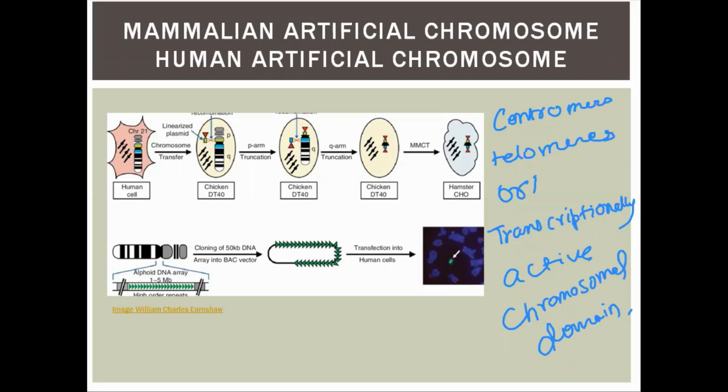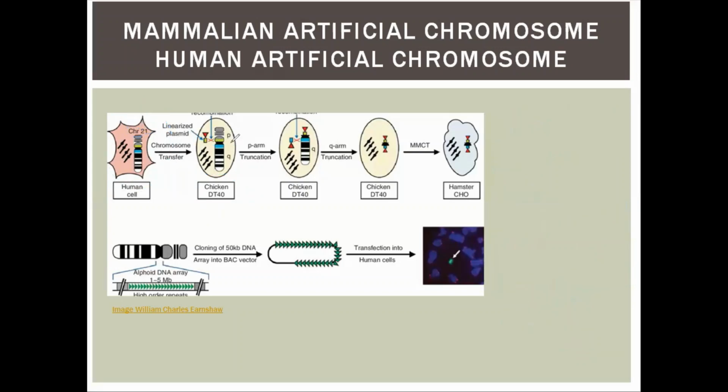Now, these MAC and HAC are constructed in cell culture labs, in vivo or in vitro, by artificially changing the structure of natural chromosomes. As you can see here, I have kept a good example. This is a human cell from which you take chromosome number 21. This chromosome 21 is transferred into a chicken DT40 cell, where recombination occurs with a linear plasmid, as you can see here.